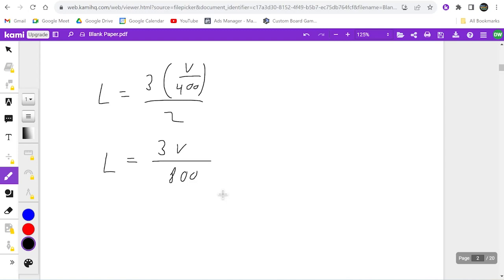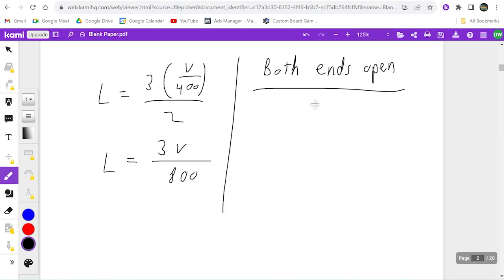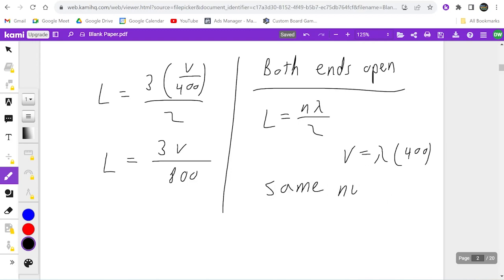Okay. So next, we're going to do the both ends open example. For both ends open, it's going to be L equals n lambda over 2 again. And actually, since it's the exact same numbers, in other words, when you do v equals lambda f and the frequency is 400, you get the same value for lambda. The result is going to be the same: L equals 3v over 800. And if you actually do the math, you would see that. Any questions so far?